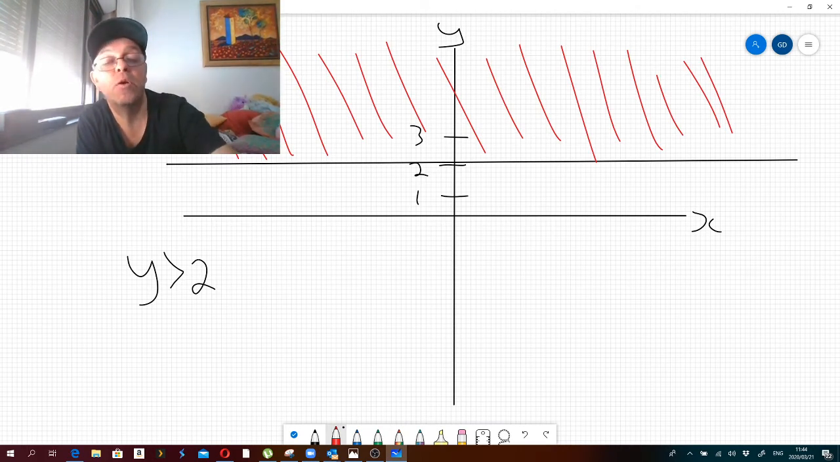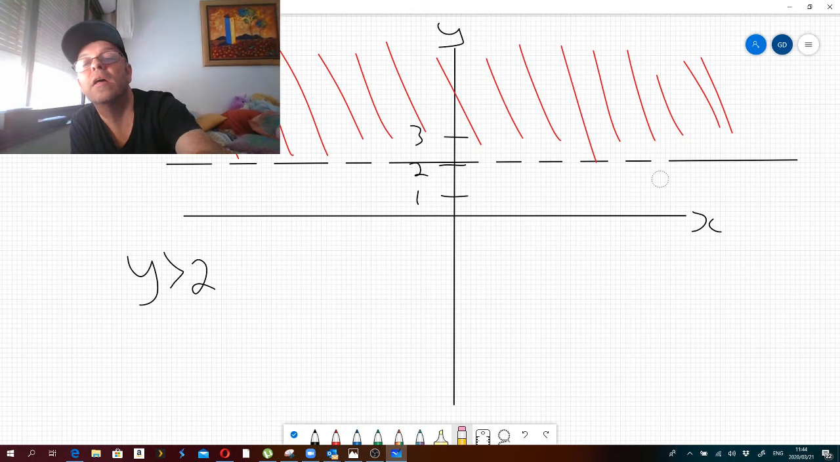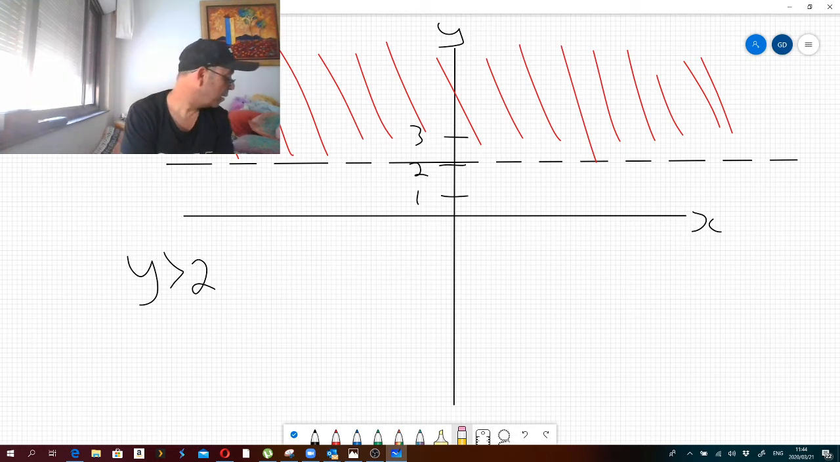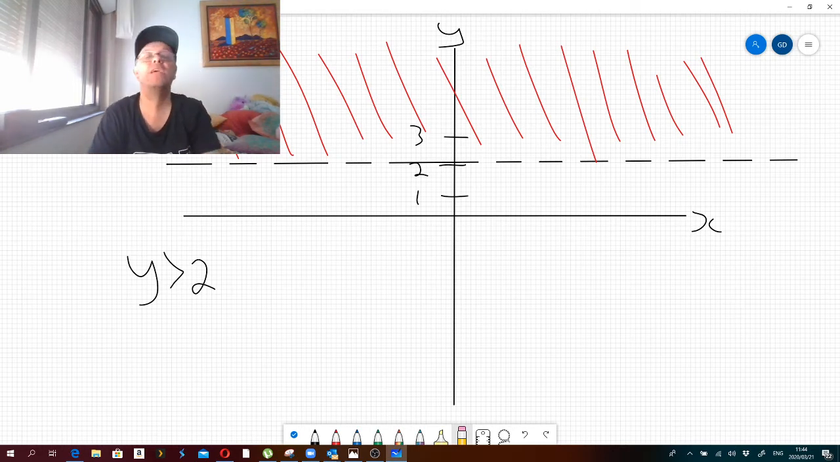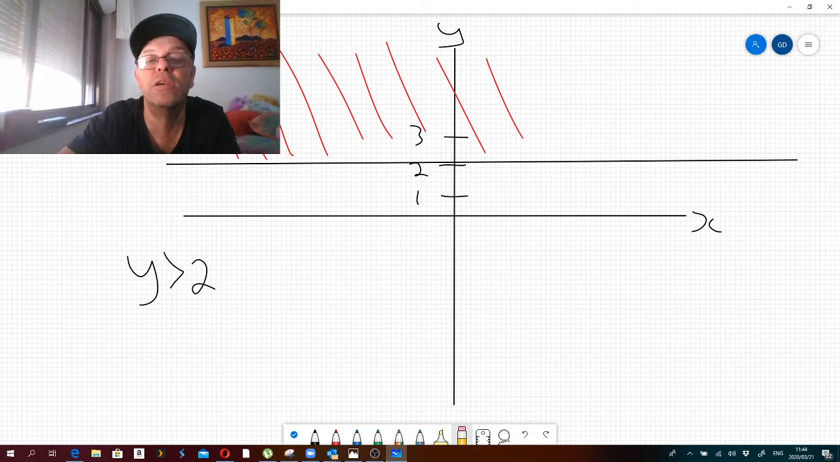And remember, because I also don't want to include the line y equals 2, I'm going to have to make this a dotted line. So now we've illustrated y is greater than 2. I'm going to leave number B because we had a look at something similar to that already, but I do want to now do number C, which is y is less than or equal to 4. So again, I'm just going to erase everything here, and less than or equal to 4.